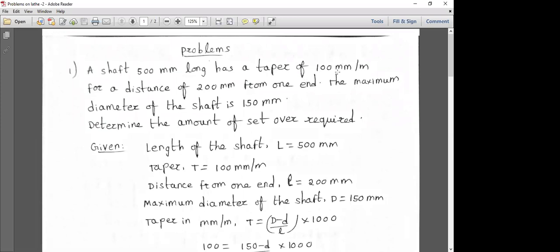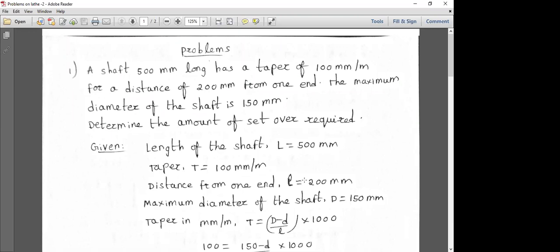What is the maximum diameter of the shaft? He has given it as 150 mm. The distance from one end is only small l. You have to take the correct notations. Yesterday I already told you the notations and did one problem. This is the second problem, the same problem, but it was once asked in the final examination, JNTU Kakinada. What is the maximum diameter of the shaft? It is 150 mm. What is the taper?